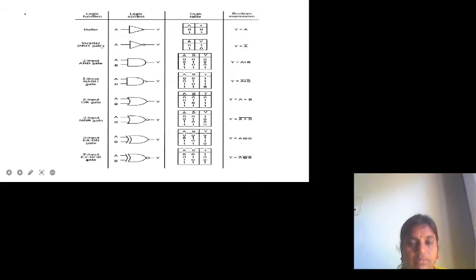Now inverter. Inverter means NOT gate. Buffer with complement operation. So here if input is equal to 0, just now we have discussed in the previous section, NOT gate: input equal to 0, output equal to 1, the complement of its input. And if your input is 1, output will be 0. So here the expression is y is equal to A bar.